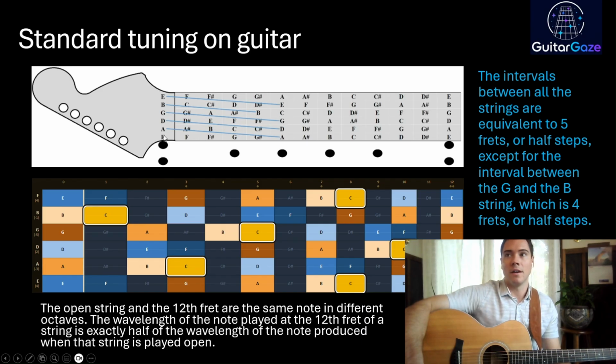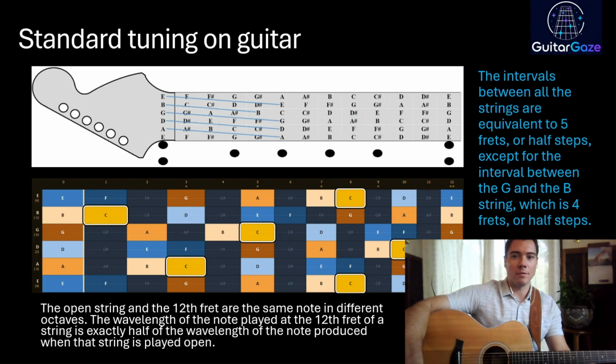The A string is equivalent to the 5th fret on the E string. The D string is equivalent to the 5th fret on the A string, and so on. The E string is equivalent to the 5th fret on the string below it, the B string. However, the B string is equivalent to the 4th fret on the G string. That discontinuity makes the guitar not isomorphic. And that makes things more confusing, but for now, we'll just continue to talk about standard tuning on the guitar.